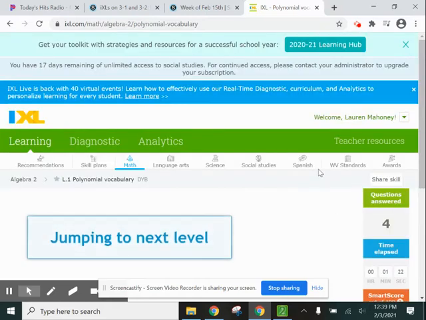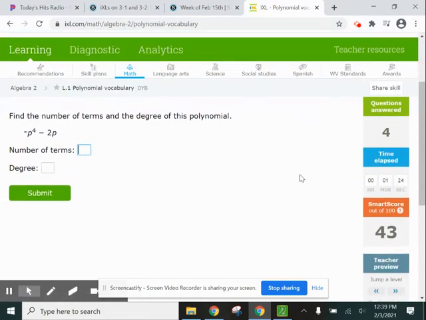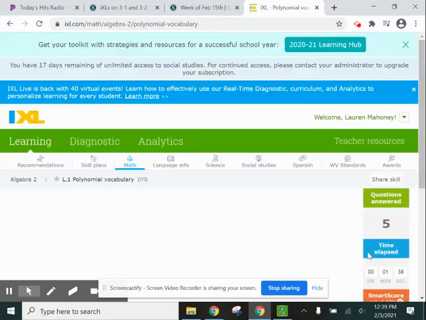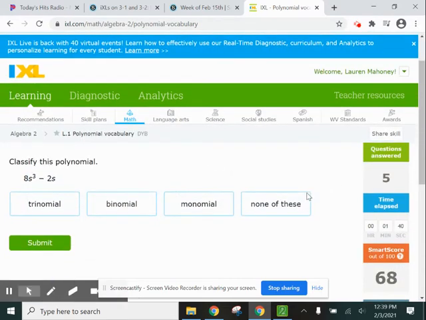Let's see if we can skip and get some other questions. This one is asking for the number of terms and the degree. So I have my first term and my second term here. There's two terms, and then the degree is the highest exponent, which is 4. That again is asking degree and number of terms.